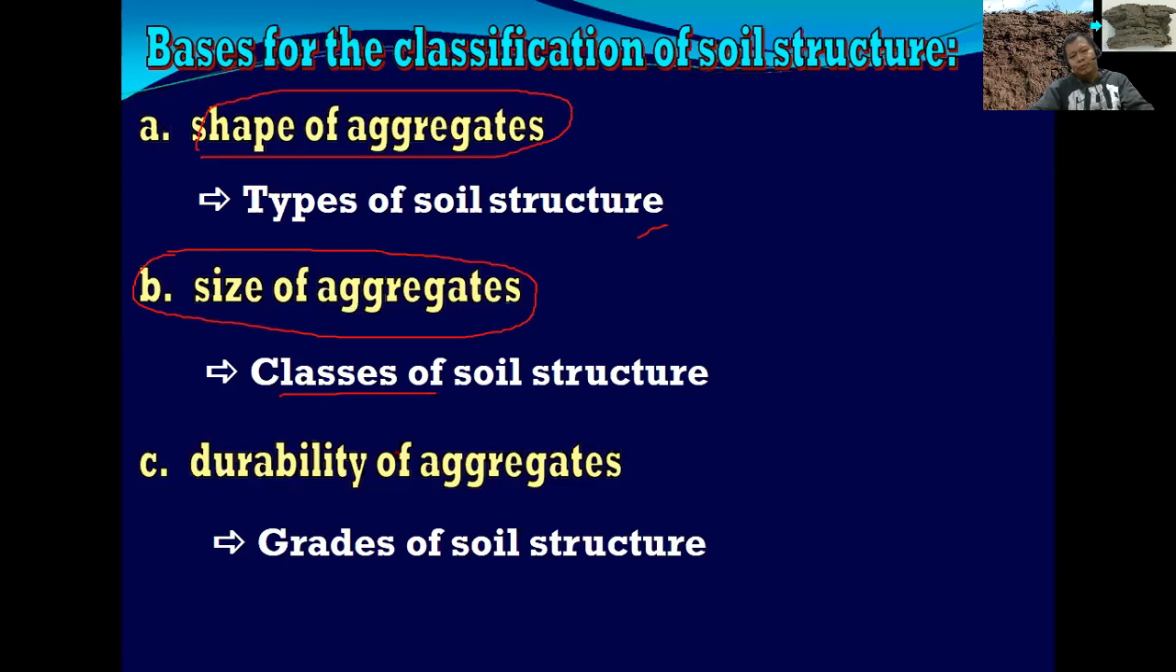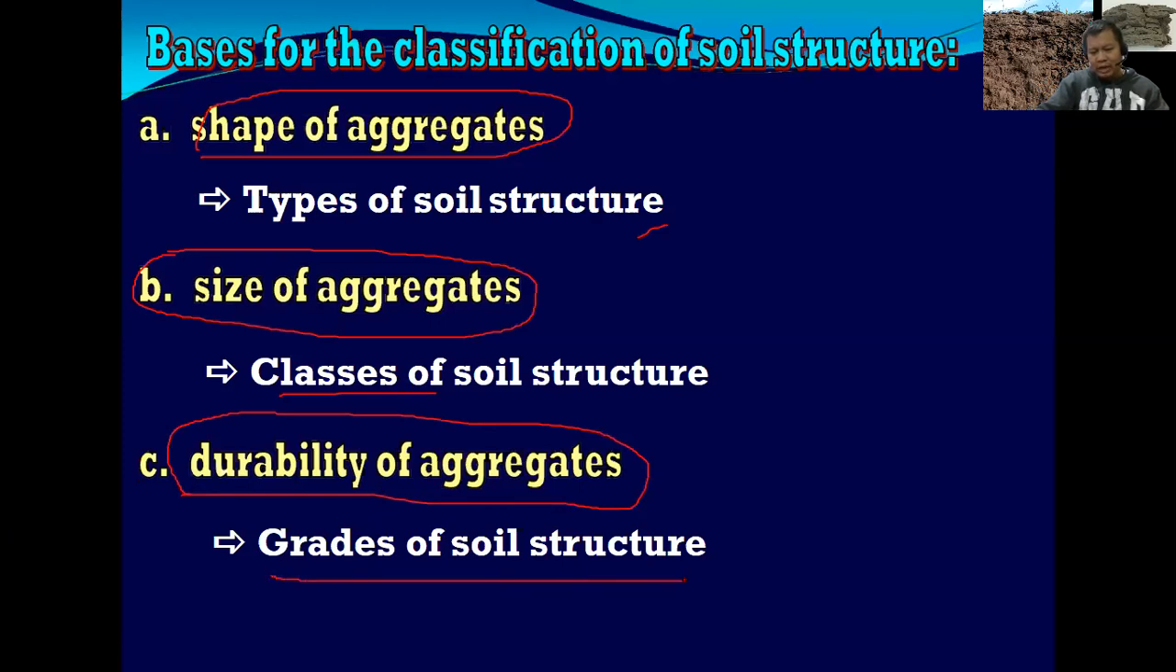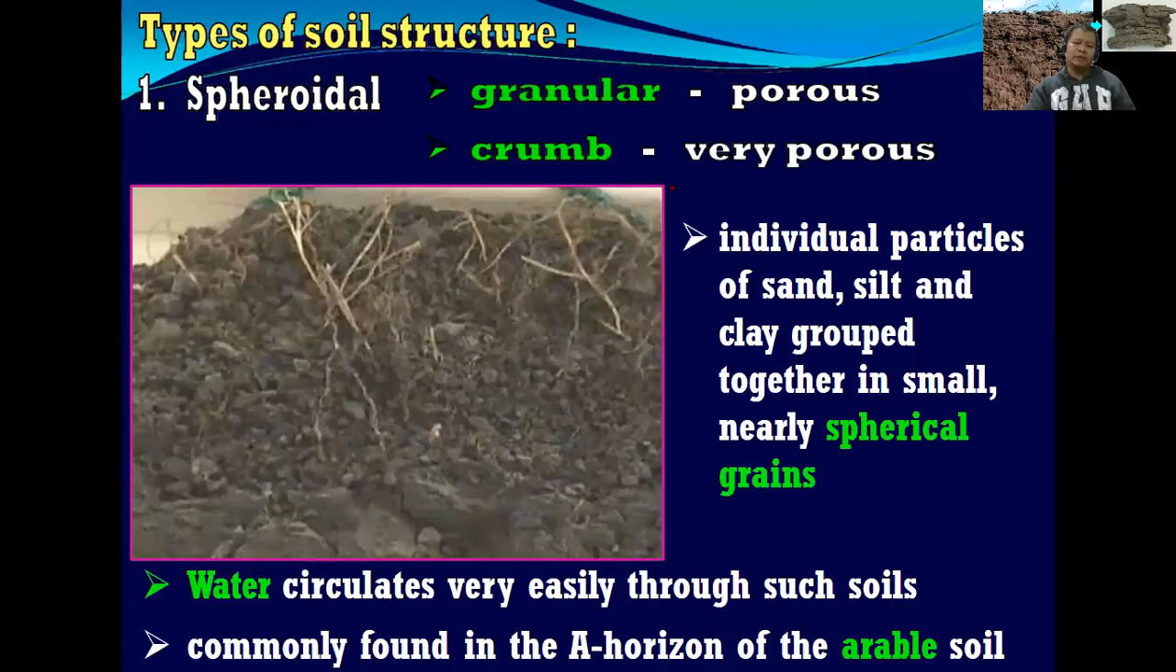And also, we classify soil structure based on the durability of aggregates, because there are some clumps that would easily be broken, and there are some clumps that are relatively stable and strong. So because of the durability of aggregates, we classify soil structure based on grades of soil structure. The grade of soil structure is based on durability, whether it breaks easily or not. Okay, let us proceed.